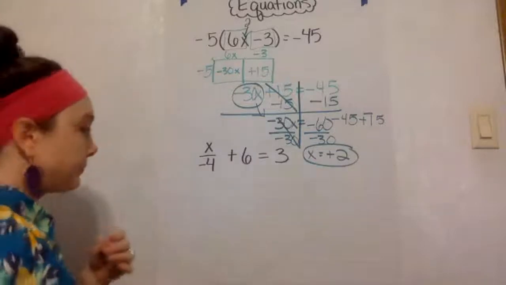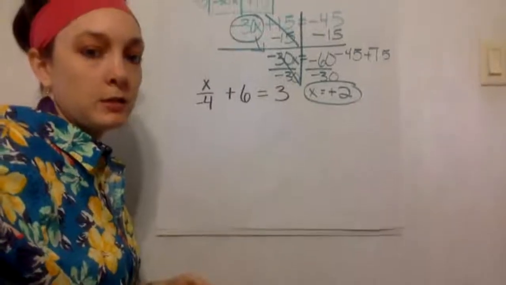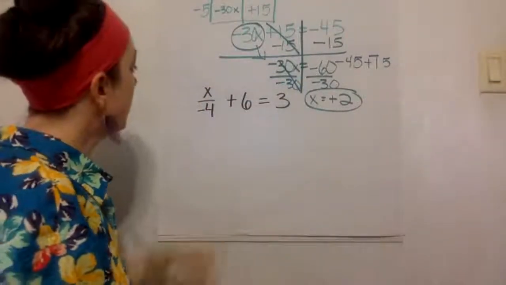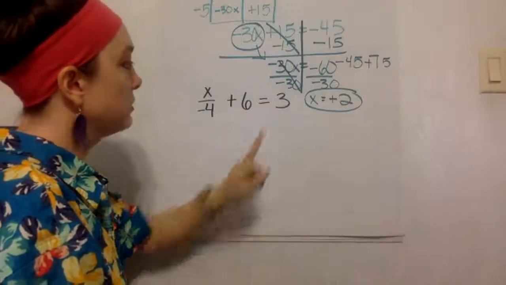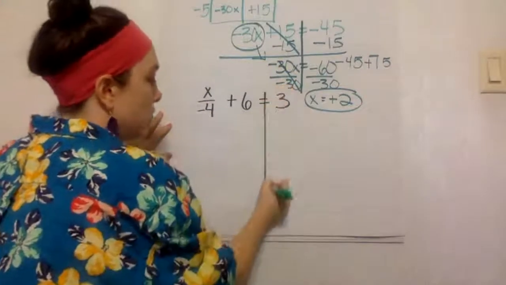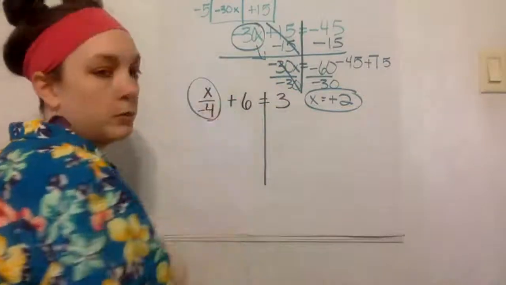All right. Okay. So I got one more problem. I got x over -4 plus 6 equals 3. First things first. Draw your line. Circle the term with the variable, right?